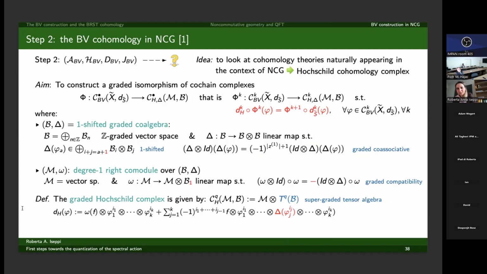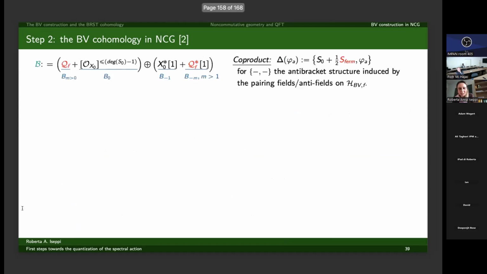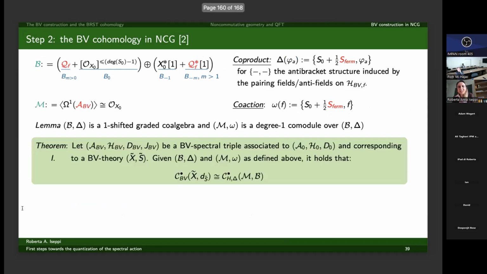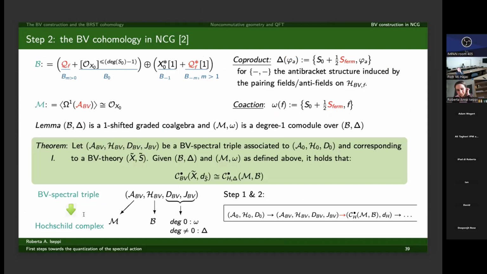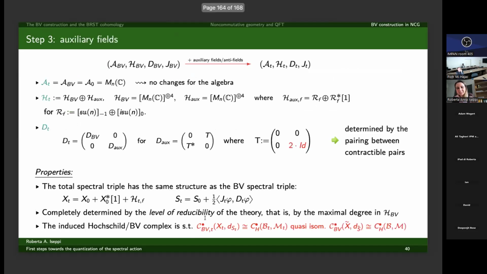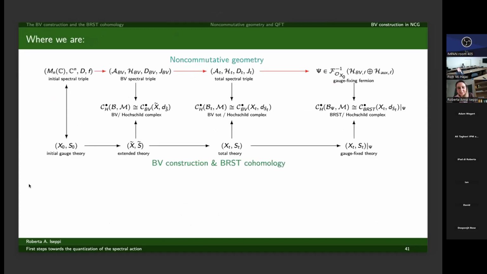The result is that you should consider Hochschild cohomology for a coalgebra, and you have a bit of shifting because that was the shifting on the ghost degree. But maybe, here is how you determine that, and that, of course, is again the Hilbert space that determines your coalgebra. The algebra gives you the comodule, and then if you look at the spectral action, the part in degree 0 gives the comodule structure, and the part in degree different from 0 gives the coproduct, and then there is this isomorphism of complexes. That says that you can also consider the auxiliary fields. That also works, and somehow that's the final part of the story.